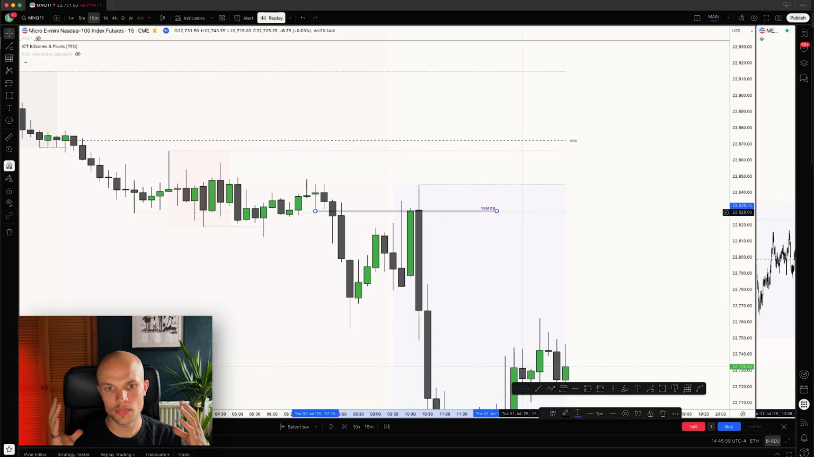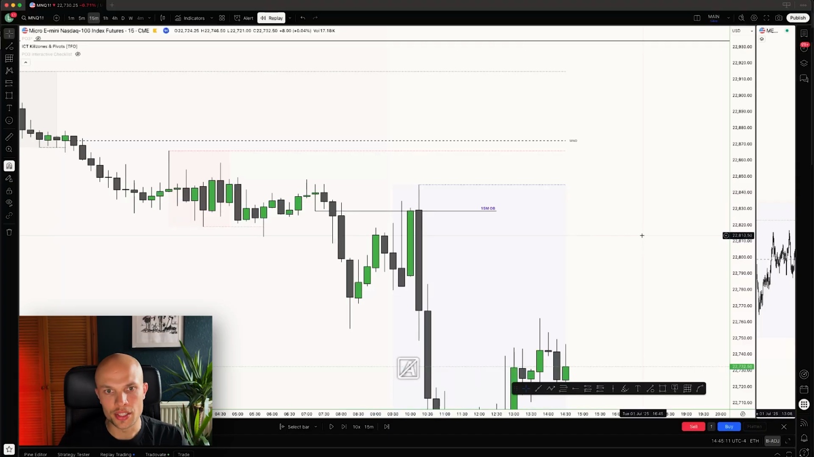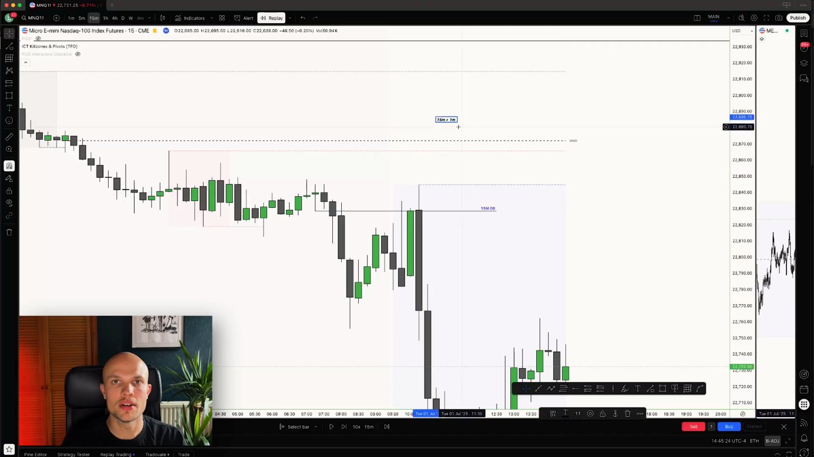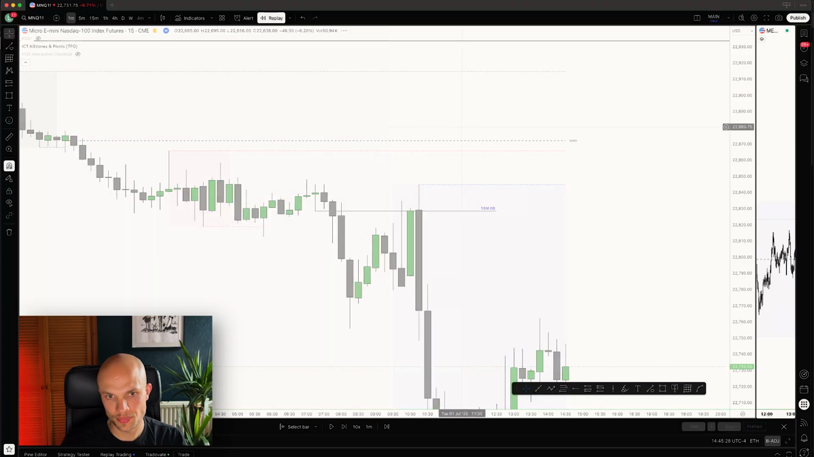But this is the confluence I use. So 15-minute fair value gap. And as we know, with the 15-minute chart, the 1-minute chart is linked, okay? So if you hit a 15-minute fair value gap or a PD array, we then scale down to the 1-minute chart.